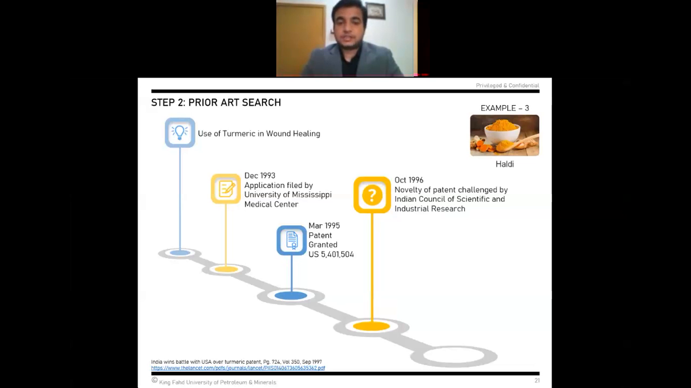But in 1996, the novelty of the patent was challenged by the Indian Council of Scientific and Industrial Research. So this council challenged this patent in the US Patent Office and said that this university cannot get a patent for turmeric because in India it is being used since a long time and it is very well known knowledge. So based on the challenge by the Indian Council in 1997, the application was rejected after re-examination. So the University of Mississippi was unable to get a patent for its invention. This is another example of how prior art can result in rejection of patent applications.